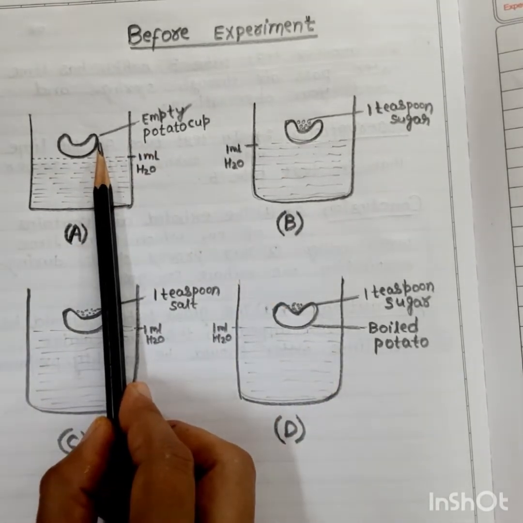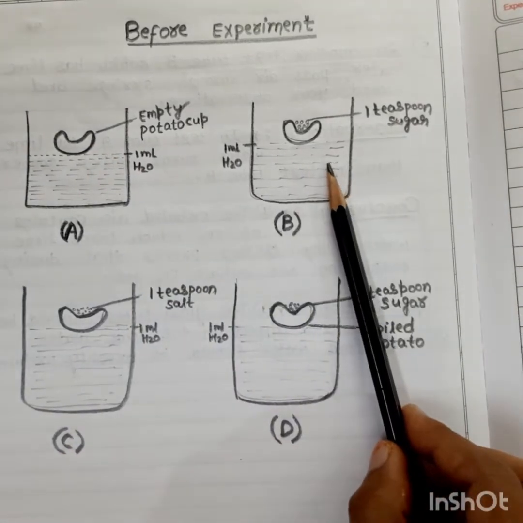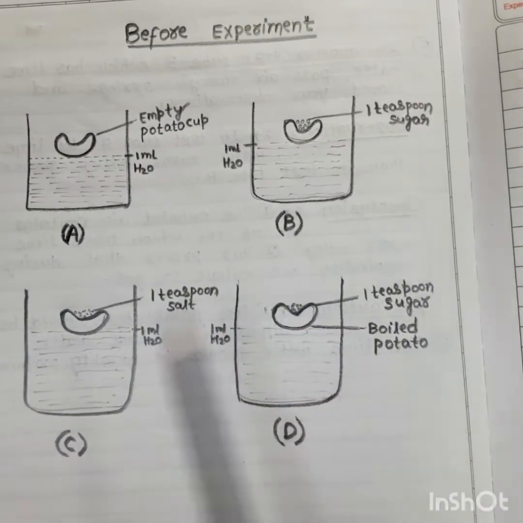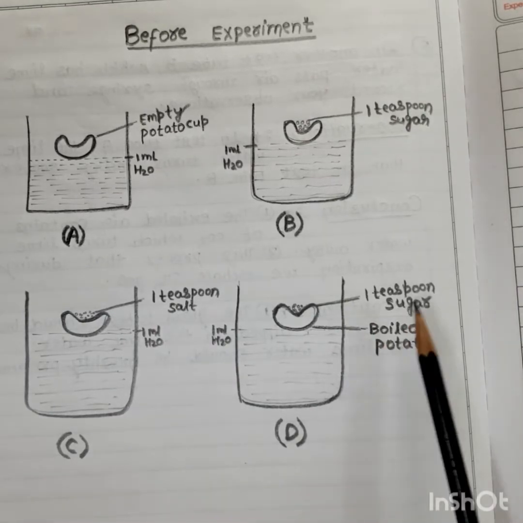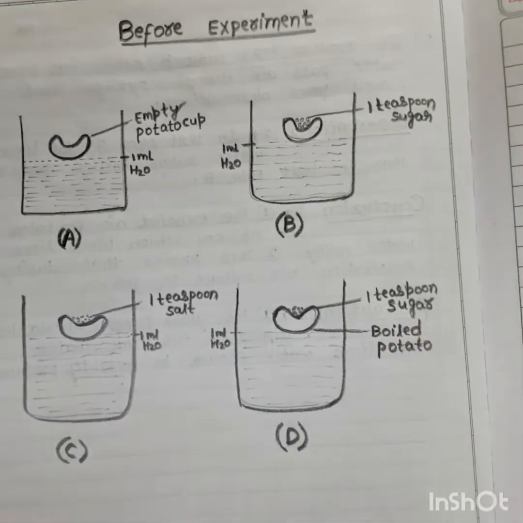We have to keep this one empty. And in this potato cup, we have to put 1 teaspoon sugar. In C, we have to put 1 teaspoon salt. And here in the boiled potato cup, we have to put 1 teaspoon sugar. So what will happen? Let's see.